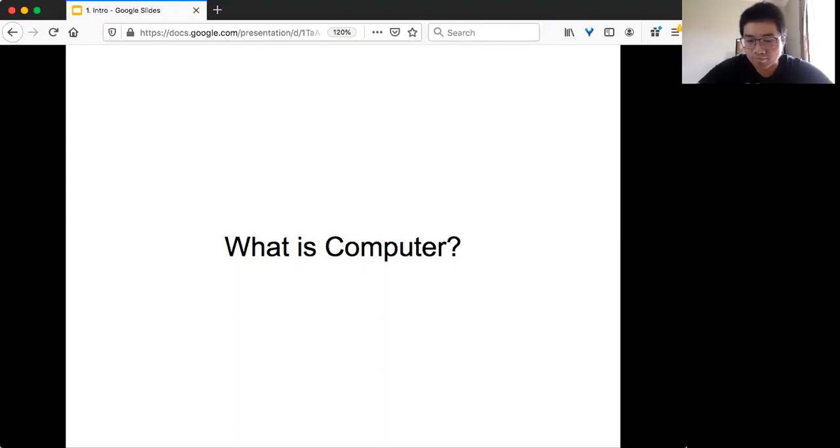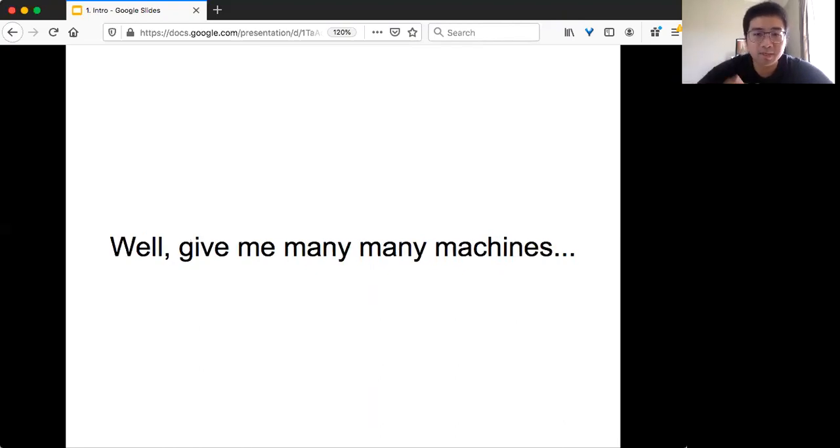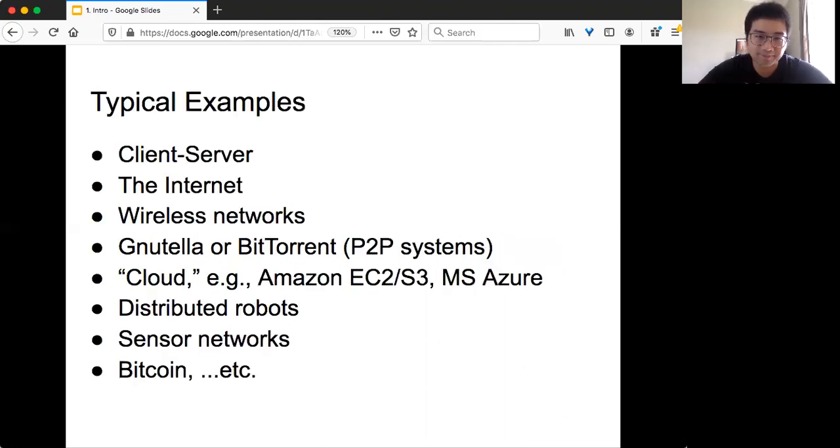So what do you do? You want to scale up, you want a more powerful machine. But for many tasks, they are limited. Either it's too expensive, or there's no other machine that's powerful enough for your task. So that's the beginning of distributed systems. You can actually have many more machines jointly satisfy your need. And that's why we are interested in distributed systems.